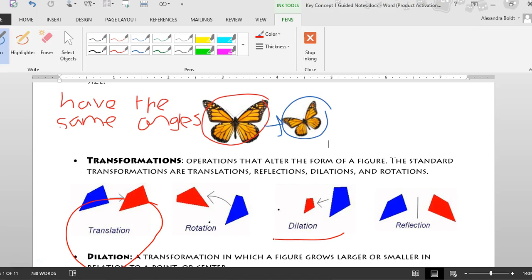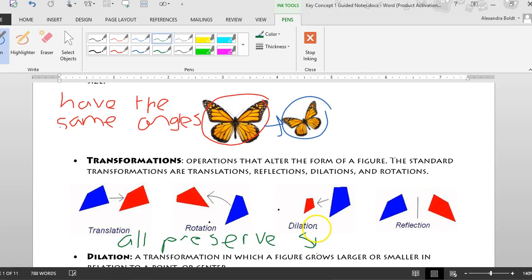It's like looking at yourself in a mirror. You're still the same shape. It's just a little different, flipped, possibly. So all of these preserve similarity. All four of these preserve similarity. So if I do a translation, a rotation, a dilation, or a reflection, my shape is still the same. Okay? So if that happens, we can say they're still similar figures.